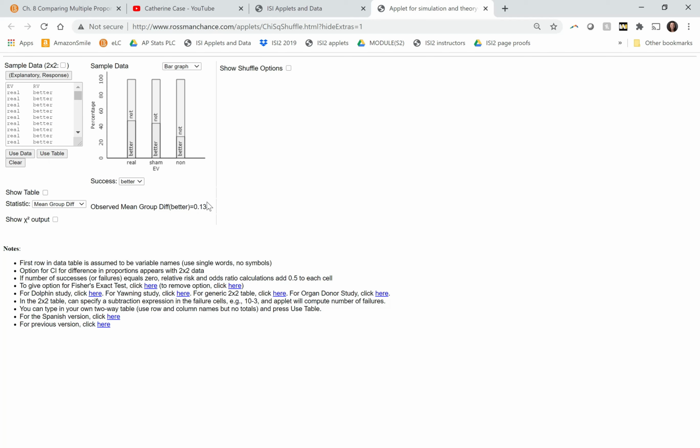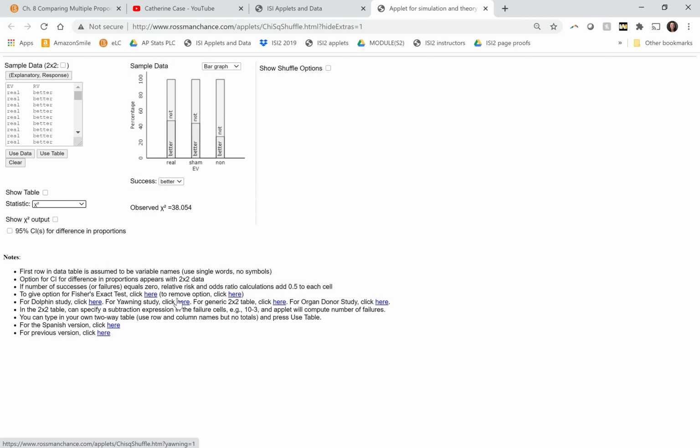And now I can tell from the segmented bar graph that this is about right, that I've got real and sham sort of similar to each other, and then a lower proportion that improved in the non-acupuncture therapy group. You do get to pick your statistic that you want to use to summarize this. And we're going to use the chi-squared statistic. So this calculates for us the chi-squared statistic we did earlier, 38.054.